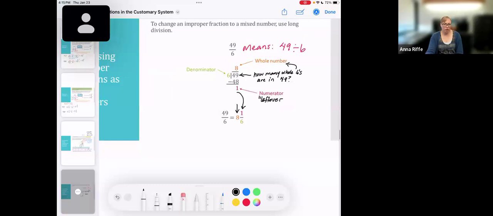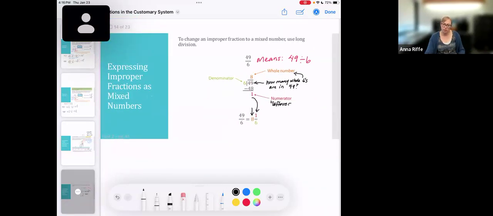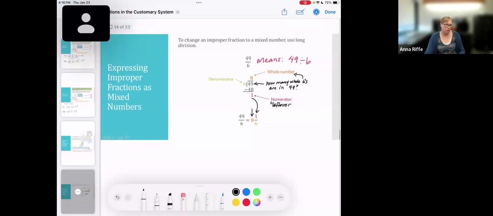If you want to think about this informally, you could think you've got crates that hold 6 cans. How many full crates can you fill with 49 cans? You could fill 8 of them, but then you would have 1 lonely can left over. So you have 8 1/6 crates. Sometimes putting it in a practical example gives it a little more meaning. Questions on that? Okay with that?